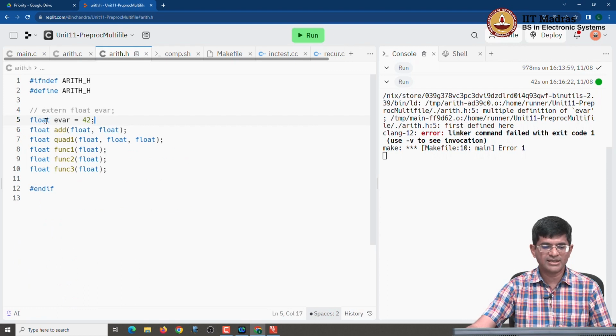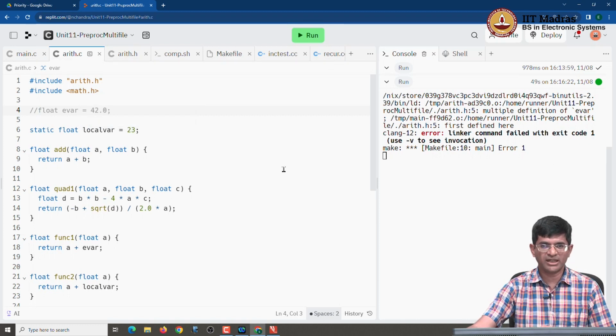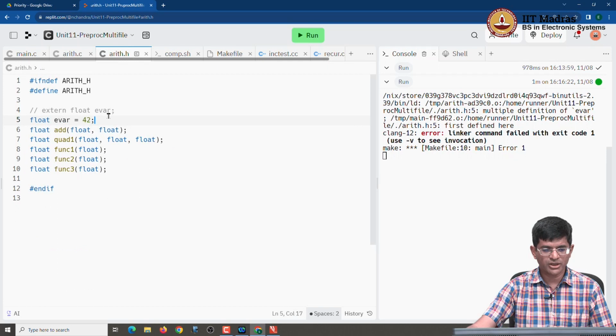Because it was defined as a float in the header file. When arith.c was compiled, it set apart some memory for storing evar. When main.c was compiled, it set apart some memory for storing evar. When I tried combining the two together, it doesn't know which one to use. Okay. So what's the solution?